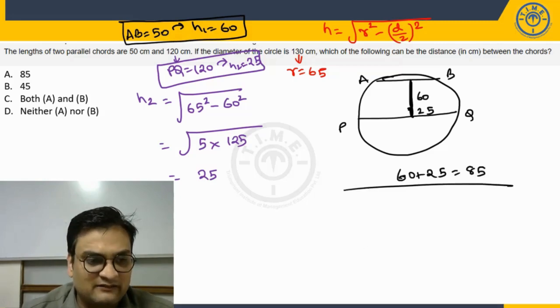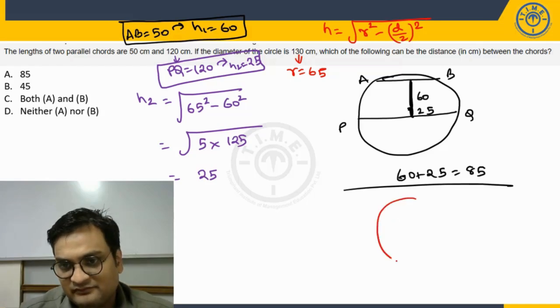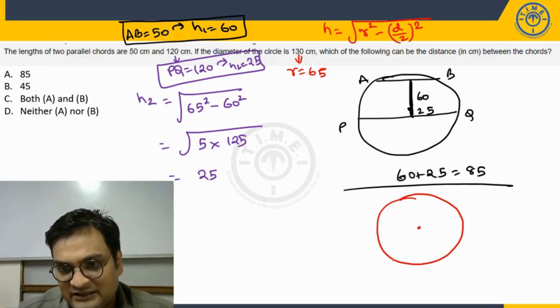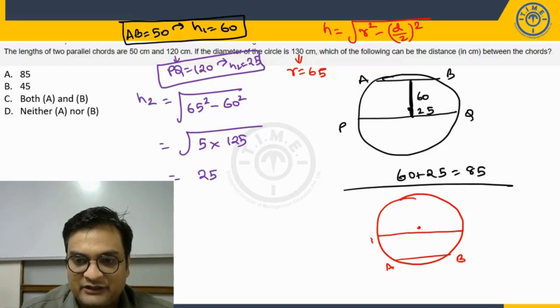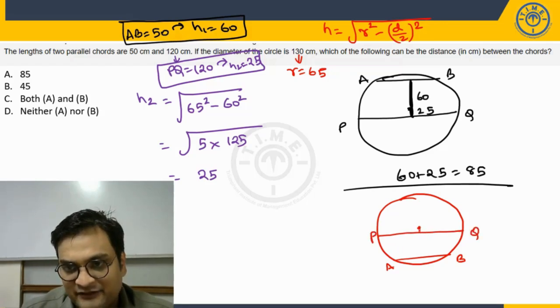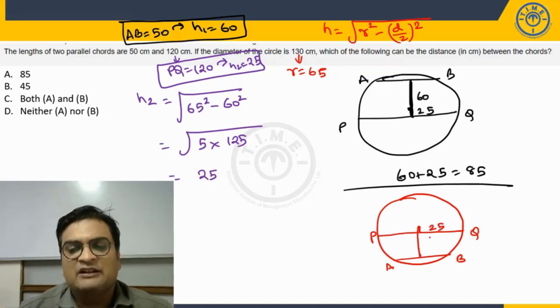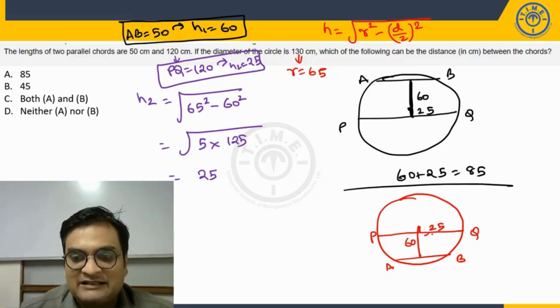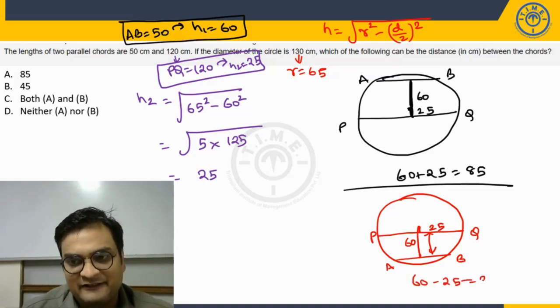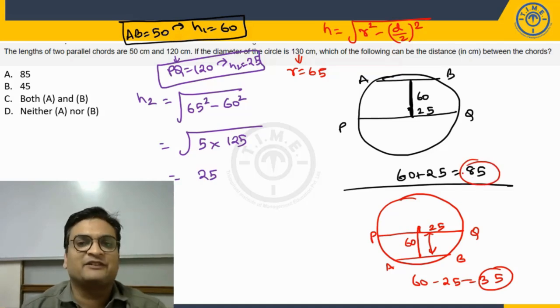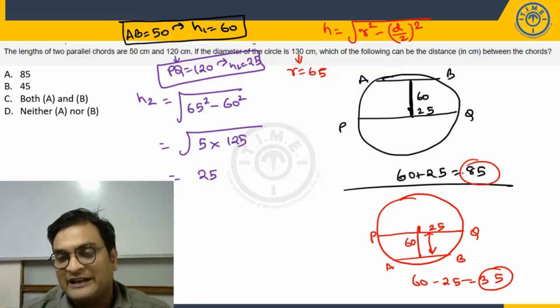Possibility number two: this is the center of the circle, this is your chord AB, and both the chords are on the same side of the center, like this, PQ. This distance we know is 25 and the overall distance we know is 60. So in this case, the distance between the chords is going to be the difference of the two, H1 and H2. So it can be 60 minus 25, which is nothing but 35. So we can have two possible answers for the given question, 35 or 85.